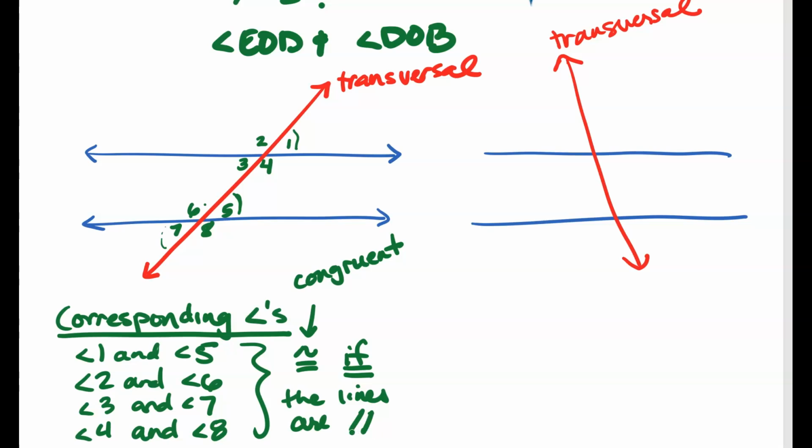Okay, this is the symbol for parallel. As long as those blue lines are parallel, which in my picture they are, I could write that. Let's call these line L and line M. Assume line L is parallel to line M, then these corresponding angles are the same. For example, if angle 1 was 30 degrees, then I know angle 5 is 30 degrees because they are corresponding angles.